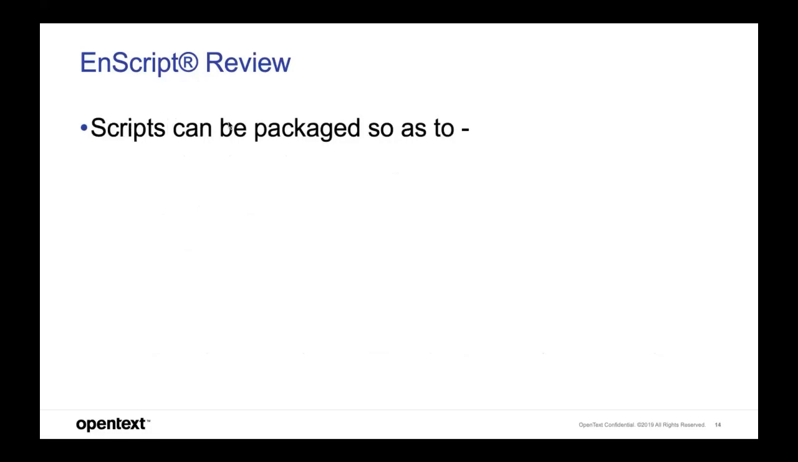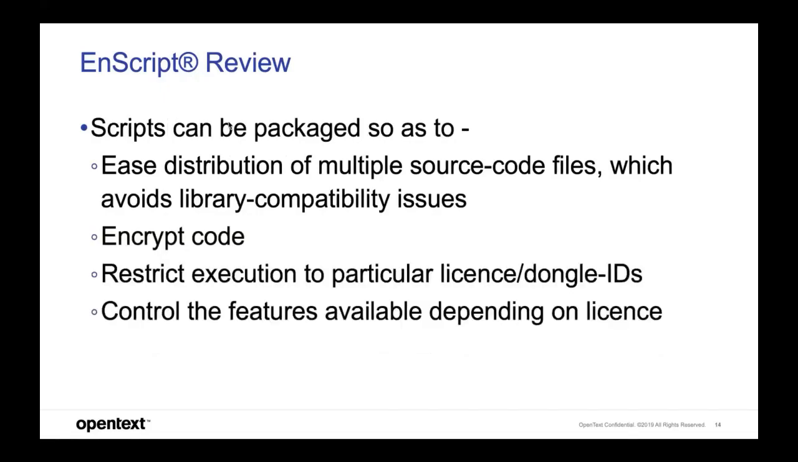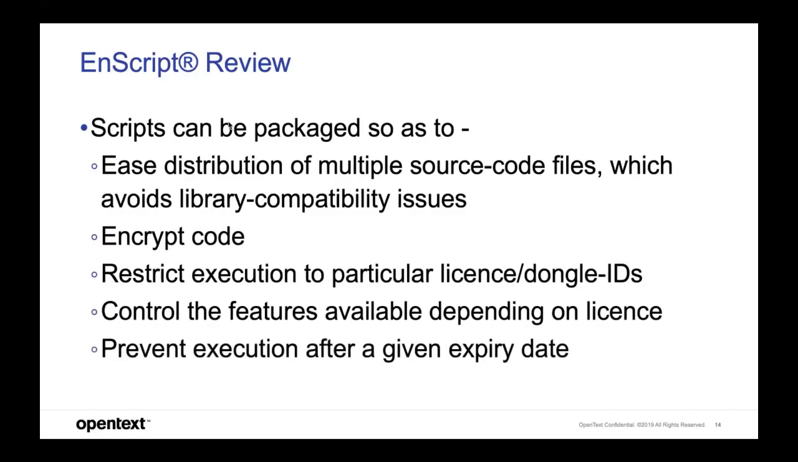A particularly cool thing about using EnScript with .NET is that scripts can be packaged as NPAC files so as to ease distribution of multiple source code files, including .NET DLLs. This also avoids EnScript and .NET library compatibility issues and allows the code to be encrypted. It also allows the execution, functionality and longevity of an NPAC application to be controlled by a license, which in turn can be restricted to one or more dongle IDs.